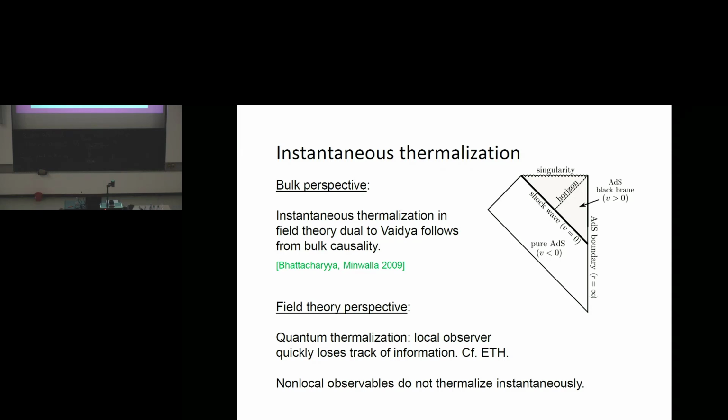Now, it's also clear that there should be other observables which do not assume their thermal values instantaneously. That's the case if you look at non-local observables such as space-like two-point functions or entanglement entropy of spatial regions. One indeed finds that those do not thermalize instantaneously. But importantly, there are important physical observables such as conductivities that do thermalize instantaneously.